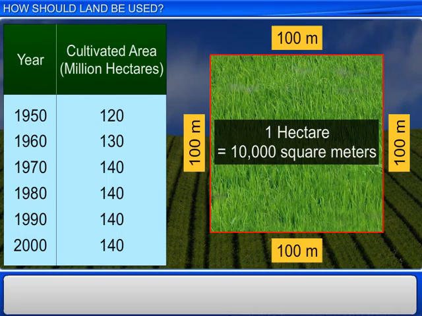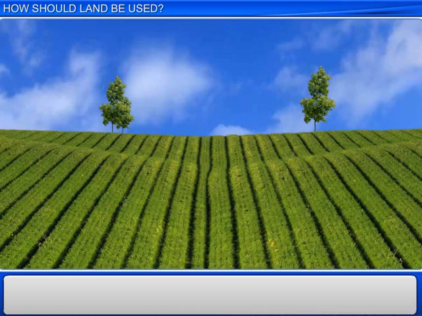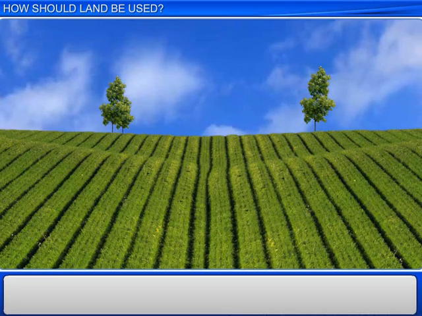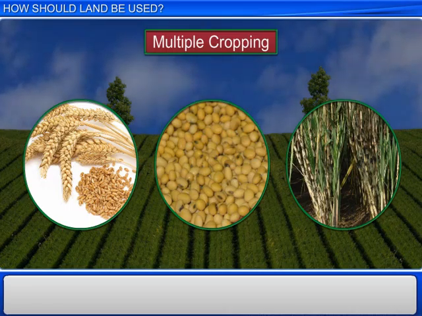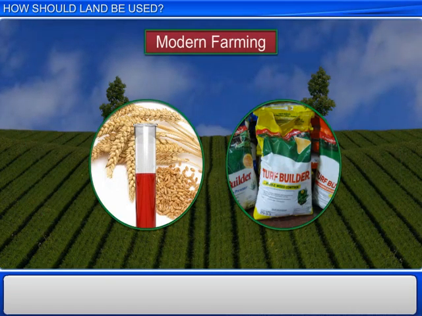Since we cannot substantially increase the land area under cultivation, let us see how we can grow more crops on the same land to increase farm production. You can grow more crops on the same land in two ways. You can either adopt multiple cropping or use modern farming methods. Let us discuss both these ways in detail. Let us start with multiple cropping.